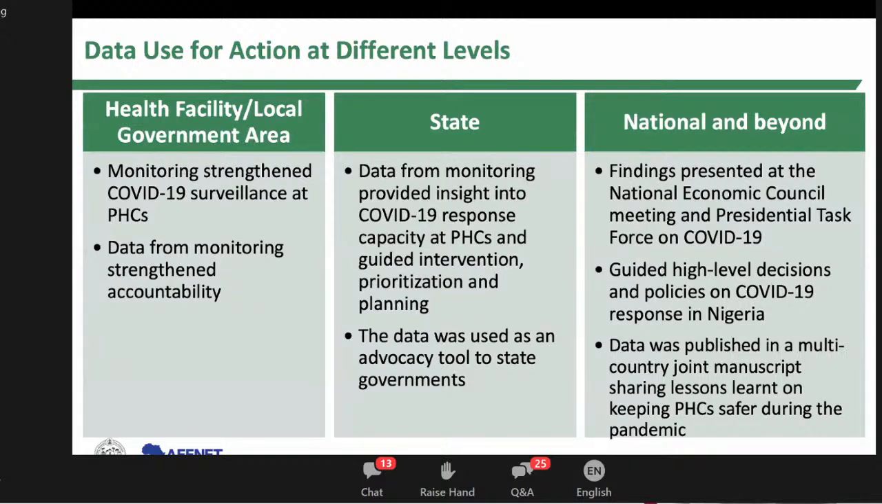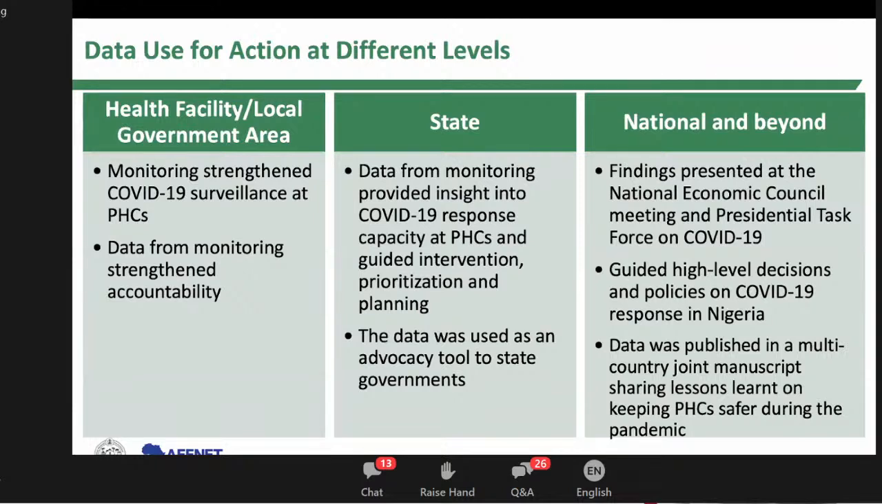Now, the data was used for action at different levels. At the health facility level, the monitoring strengthened COVID-19 surveillance at PHCs, and the data from monitoring also helped to strengthen accountability. At the state level, the data provided insights into the COVID-19 response at the PHCs, and the data guided intervention, prioritization, and planning. And it was used as an advocacy tool to state governments.